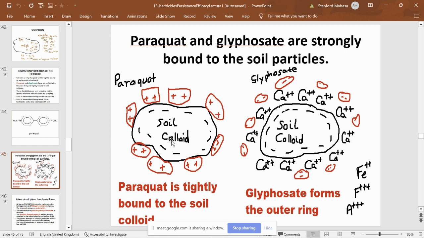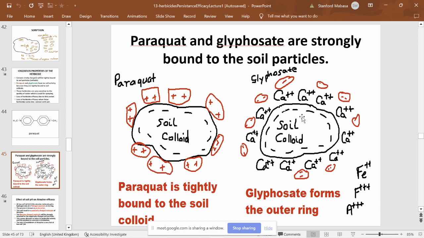On our left, we have got a soil colloid, which could be clay or organic matter. For our case, it could be clay. So paraquat, which has got two charges, is strongly attracted to the clay particle. Now, with respect to glyphosate, you should understand that glyphosate has got negative charges on its molecule. So we expect it to be repelled by a similar charge on the soil colloid.